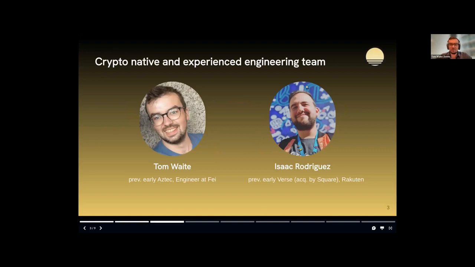So who are we to start with? There's two of us. There's myself, Tom, and there's also Isaac. We're a crypto native and experienced engineering team. I started off studying physics and then was an early employee at Aztec Protocol, a roll-up scaling company. Took a quick diversion into AI and built one of the early GPT-3 products, and then came back to crypto and was working at Fei. My smart contract at Fei held tens of millions of dollars, moved to hundreds of millions on chain. Isaac has won multiple Apple scholarships, was one of the earliest, one of the youngest employees at Rakuten, and was early at Verse, a payments company acquired by Square.